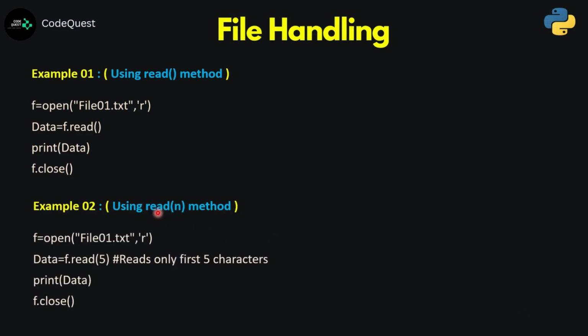Now the second format of read, where we pass an integer value which tells us how many characters from the beginning we would like to read. Again, I'm taking the same file, opening the file in read mode, but this time the read method has been passed an integer value, that is 5. So this 5 indicates that we are going to read only the first 5 characters of the content of the file, and that is stored inside the variable data, which later we show on the screen, and of course we close the file at the end.